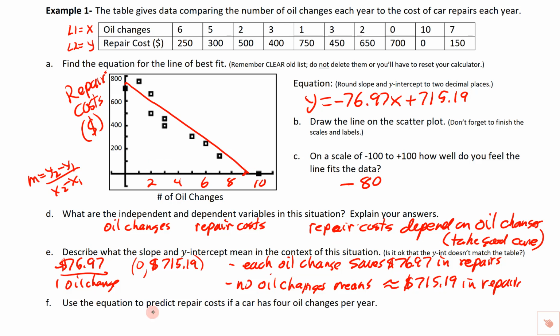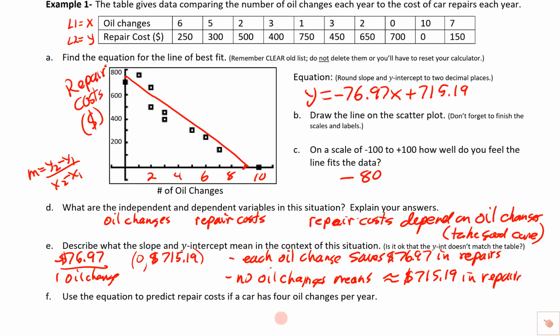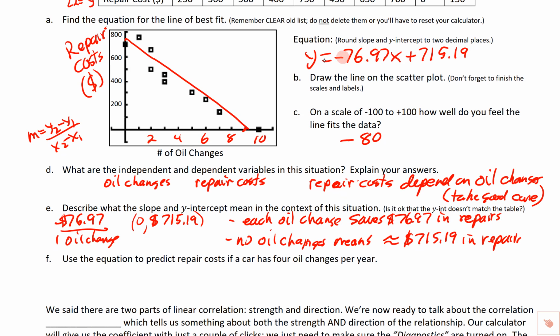And then it says, use the equation to predict repair costs if a car has four oil changes per year. So I'm going to slide this down here. So this linear regression equation, we're going to use this to make a prediction. So the equation would be y equals, now repair costs, if it has 4 oil changes per year, what that means is x is equal to 4. So we've got 4 oil changes. We're looking for something about right here. So maybe a little bit more than $400 in repairs.